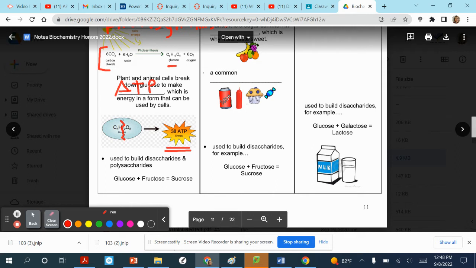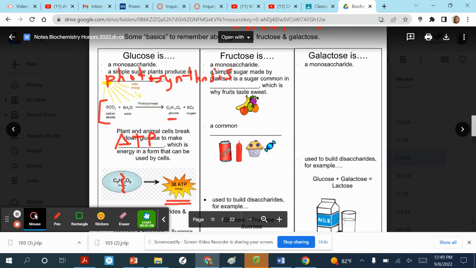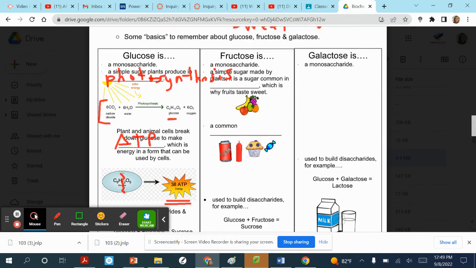Okay, we've already mentioned that glucose is an important monosaccharide that can help us build many disaccharides and polysaccharides. So, for example, you can take glucose plus fructose, and that gives us a disaccharide. So, glucose plus fructose equals a sucrose. All right, whenever you think of fructose, I want you to think of fruit. They kind of sound alike.